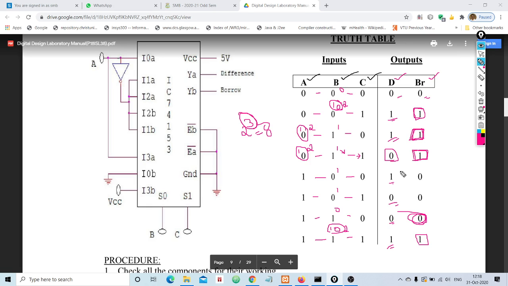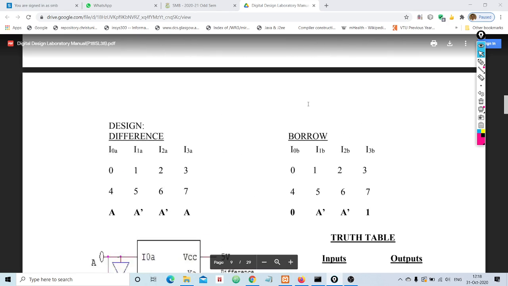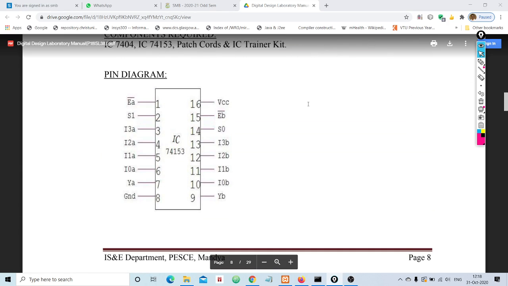I hope you understood how to come up with a truth table for a full subtractor, and with the help of this, you also understood the job of the full subtractor circuit, right? Clear? Now we shall go back to the pin diagram of the IC whose number is 74153. Basically it is a MUX. MUX means multiplexer. Clear?